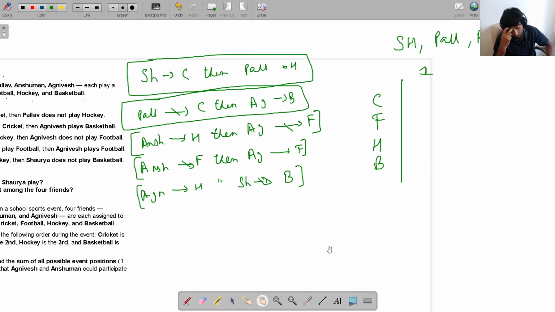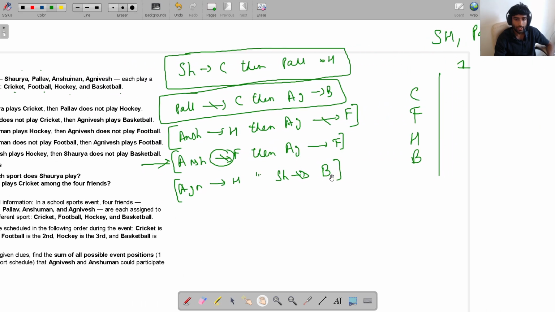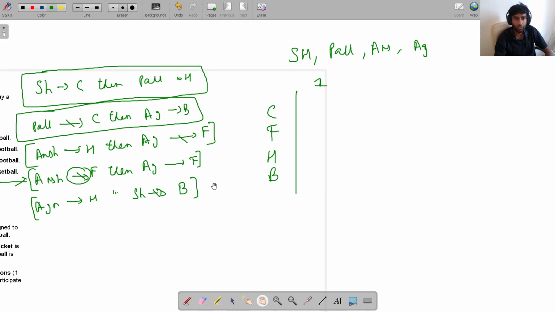Now, if you look at the fourth clue, it says if Anshuman does not play football. I've written a cross here, which denotes that Anshuman is not playing football. If Anshuman does not play football, then Agnivesh plays football. So let's assume this as my first clue: Anshuman is not playing football and hence Agnivesh is playing football. Let's put this as my first inference. Now I can go to my first clue.